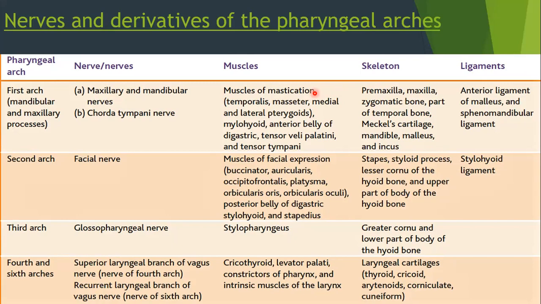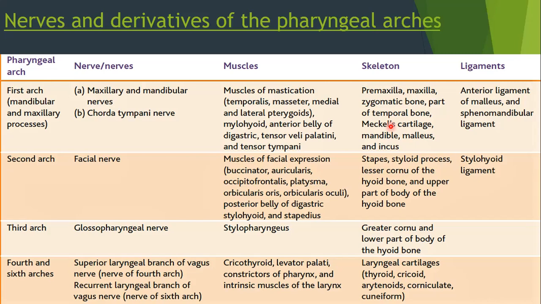Then the skeleton, the one from the mesenchyme of the maxillary process will give you your premaxilla, your maxilla, your zygomatic bone, and part of the temporal bone. Then that from the mandibular process will first form the Meckel's cartilage. This is the cartilaginous rod for the mandibular process. Then the mesenchyme that surrounds the Meckel's cartilage will undergo intramembranous ossification to give rise to the mandible.